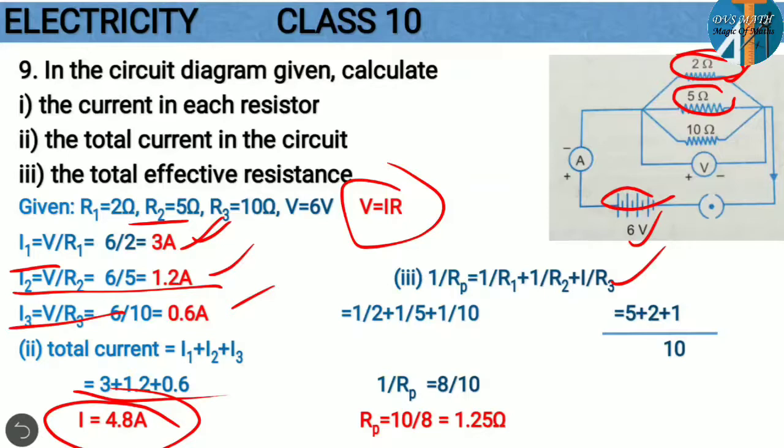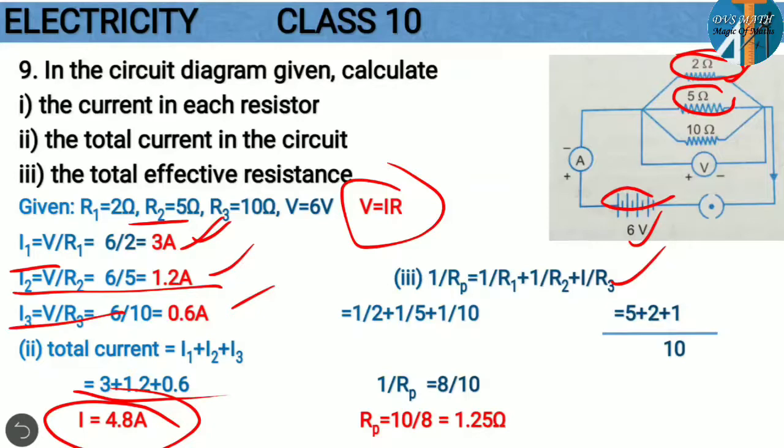So in parallel, find the individual current in each case, and if you add all the currents together, you will get the total current in the circuit. And if they are parallel, using the parallel formula, find the effective resistance in the circuit.